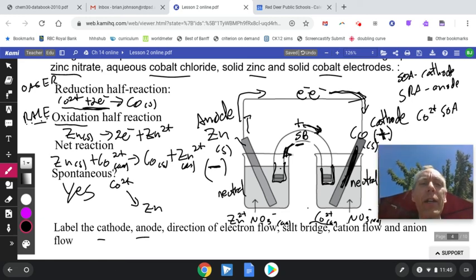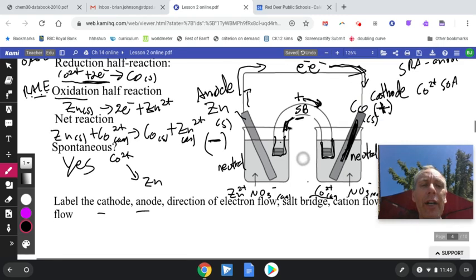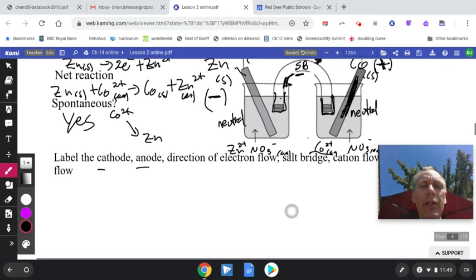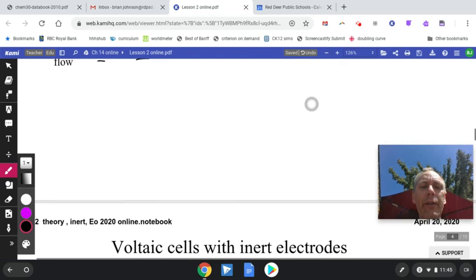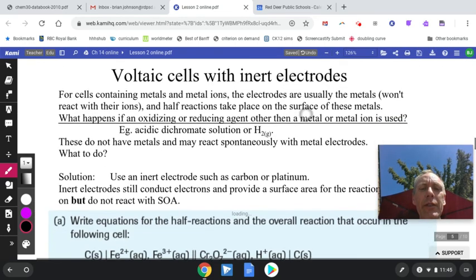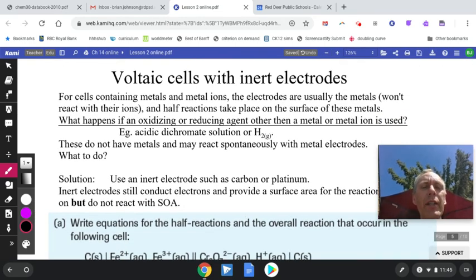Okay, hopefully no questions on that. This is something you'll be asked to do on your assignments, is draw and label. Predict the two half reactions, draw and label everything. Okay, so that's a bit of a review for you. Now we're going to add a little bit more material to it.